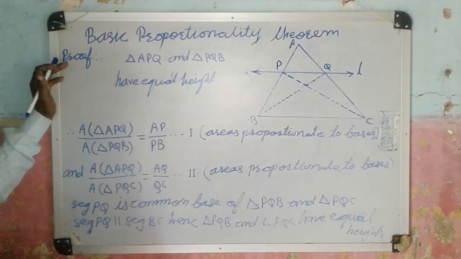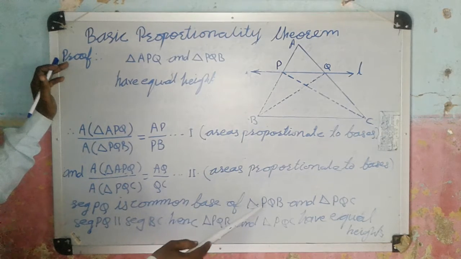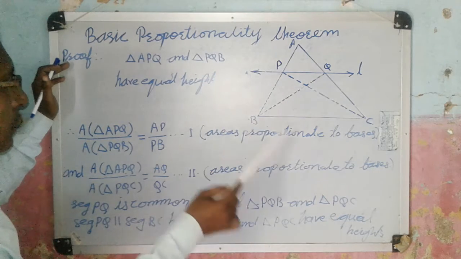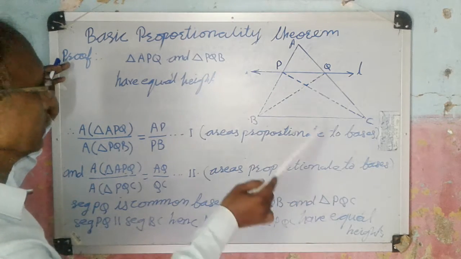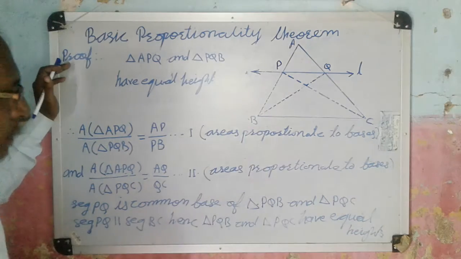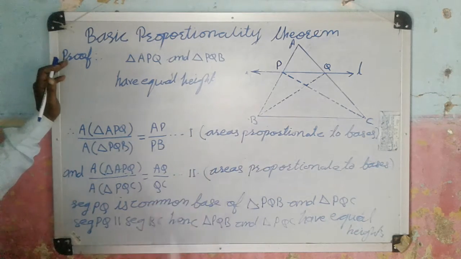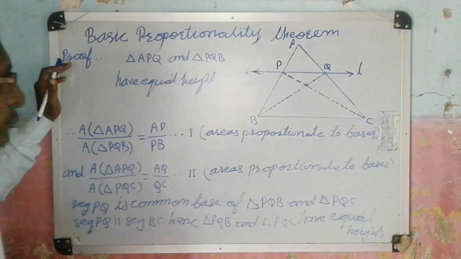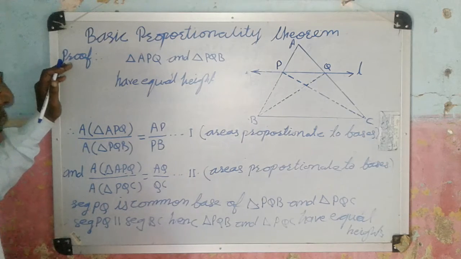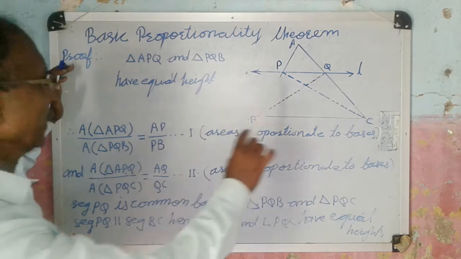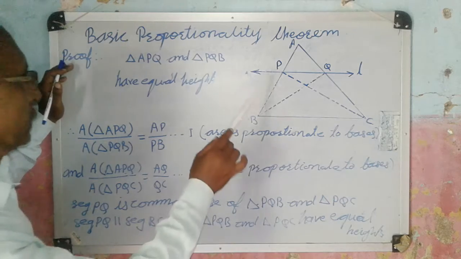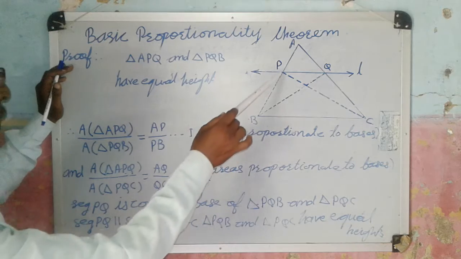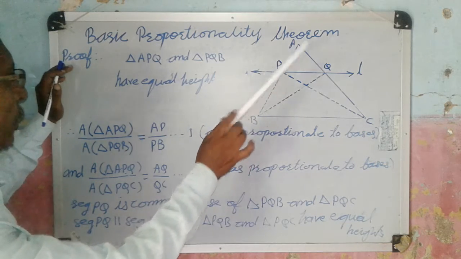Now in this figure, consider these two triangles, triangle PQB and triangle PQC. See here, these two triangles have common base PQ, and both the triangles are drawn between parallel lines, that means line PQ and line BC. Therefore, both triangles are of equal heights.